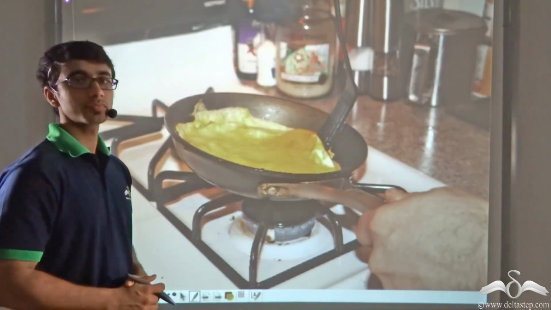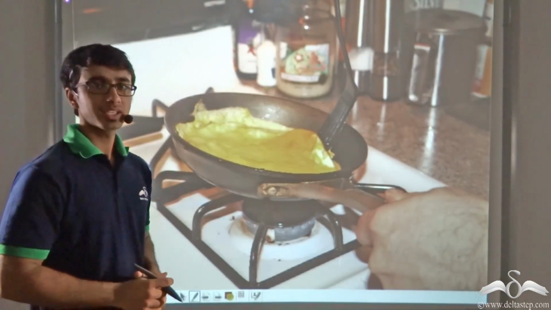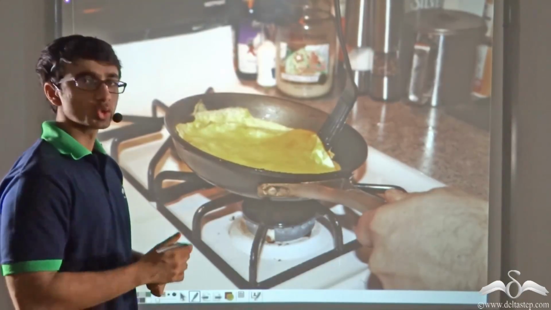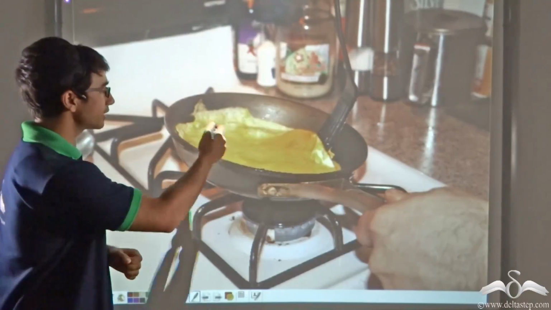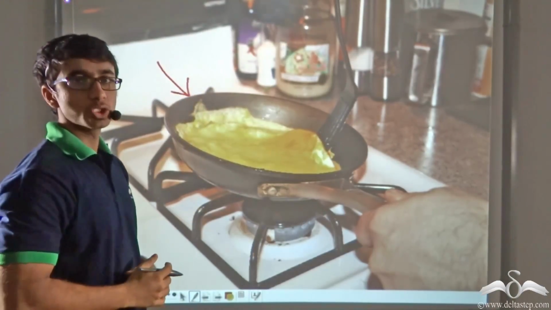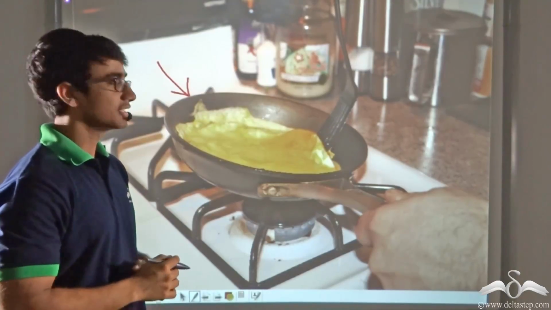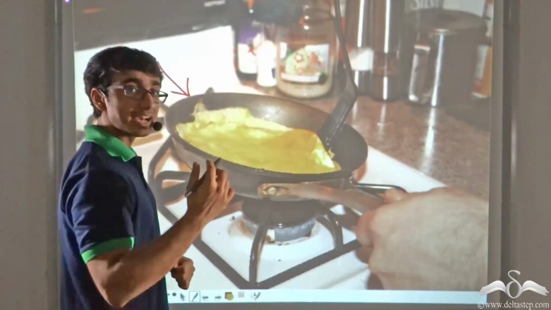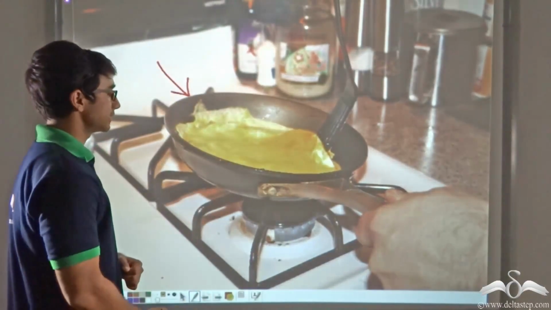Consider an example. Go to your kitchen and you will find that your mom is cooking. Now let's say that she is cooking on a frying pan like the one that you can see in the picture. If you observe closely, you will find that your mother is always cooking by touching the handle of the frying pan. She never touches the body of the frying pan.